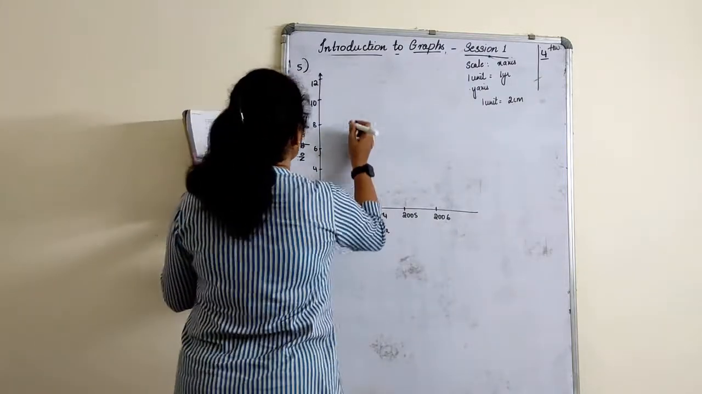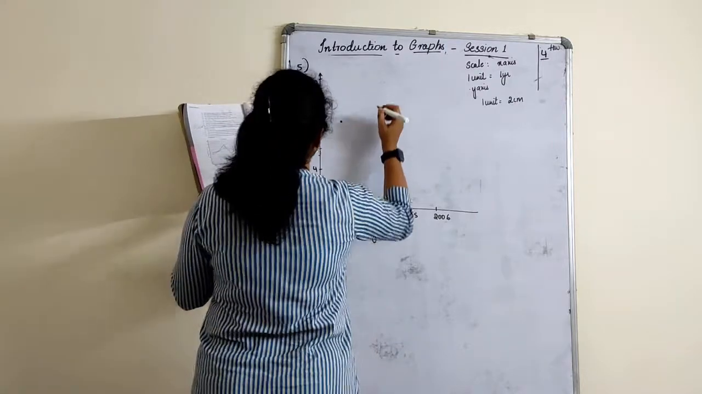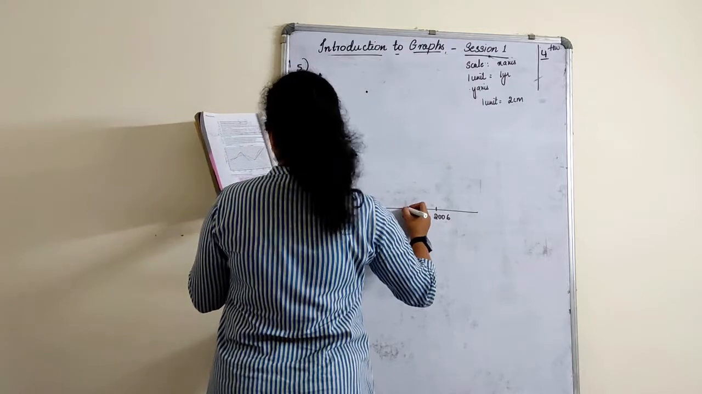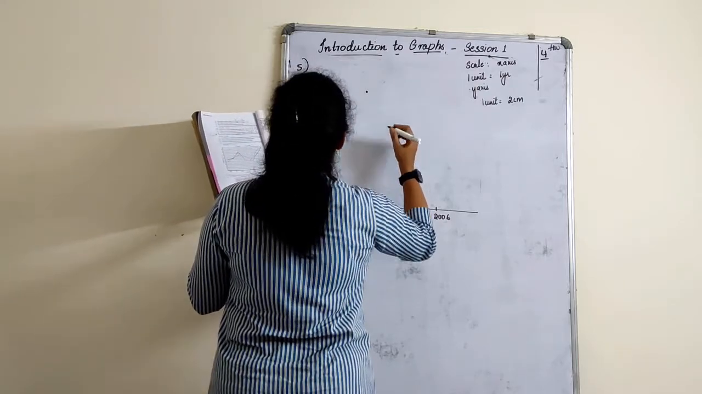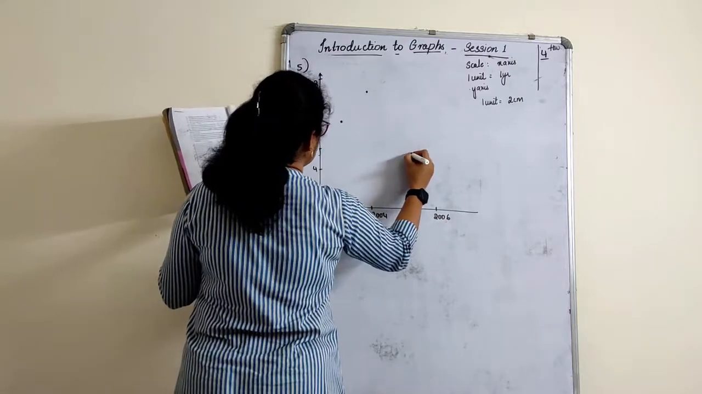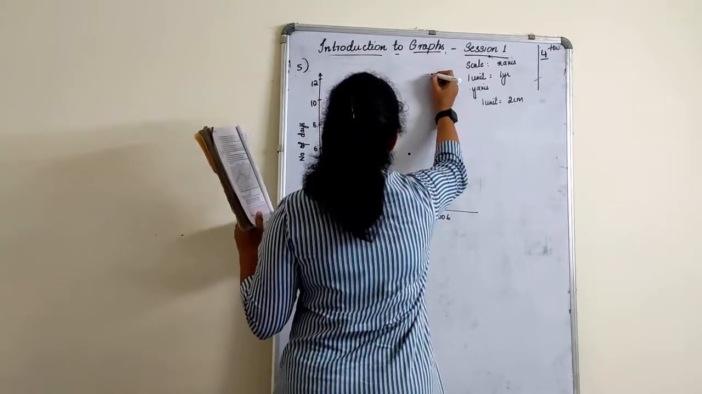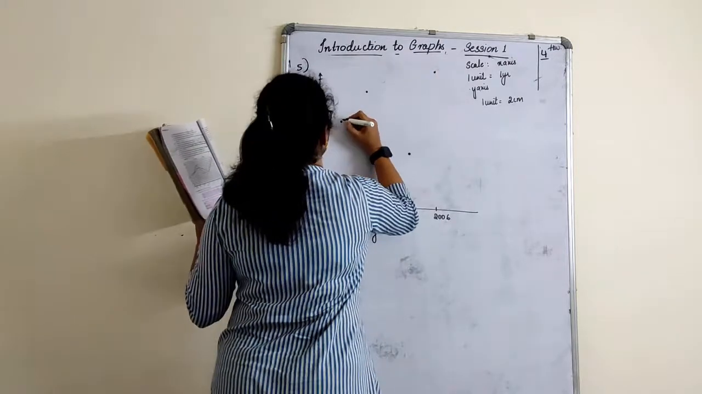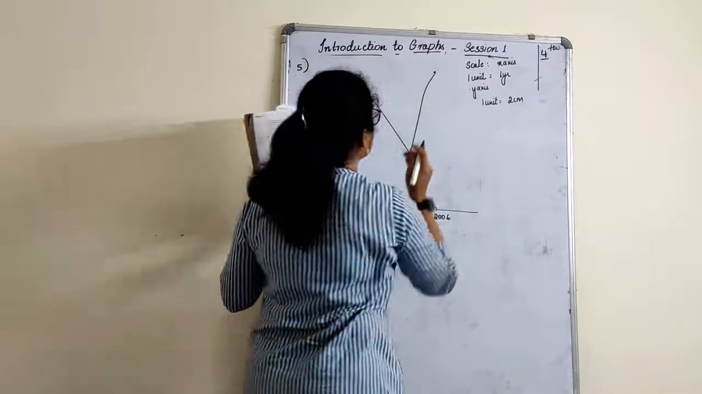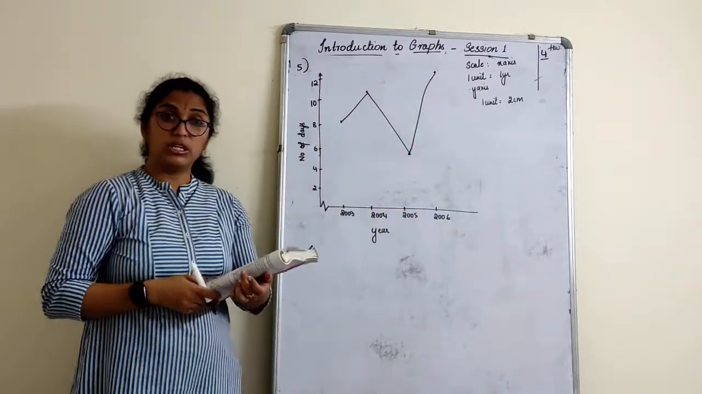In 2003 it was 8. Mark it here. In 2004 it was 10. In 2005 it was 5, which comes here. In 2006 it is 12. So this is how you draw the graph. It is called linear, but it is actually a line graph.